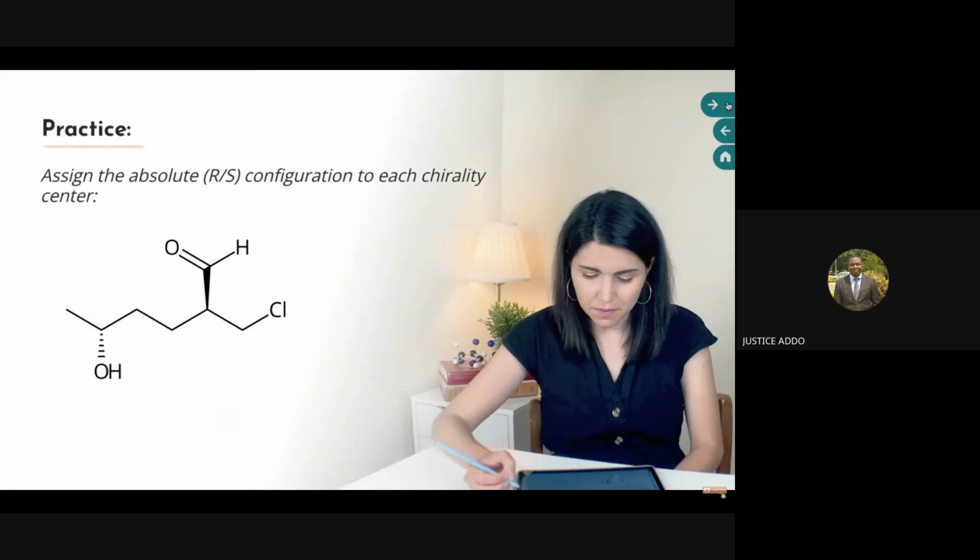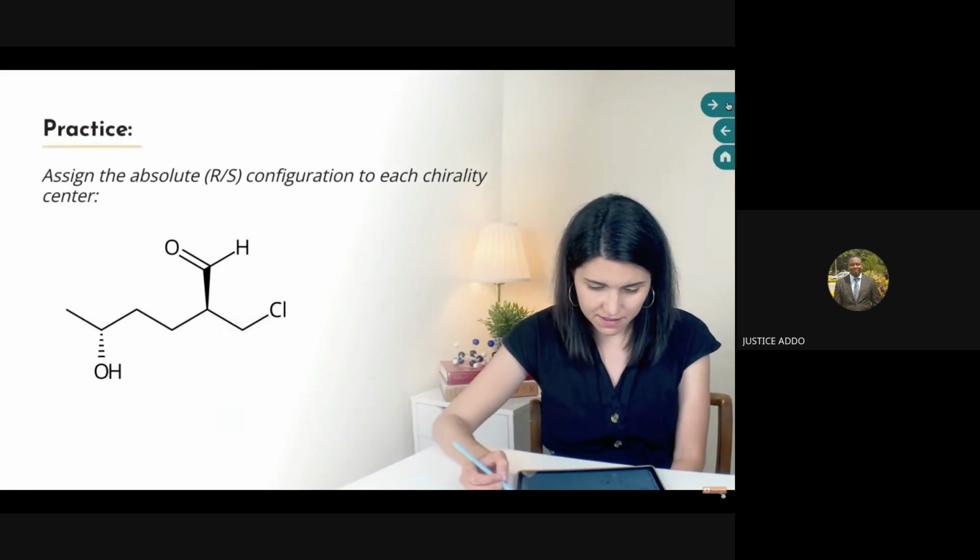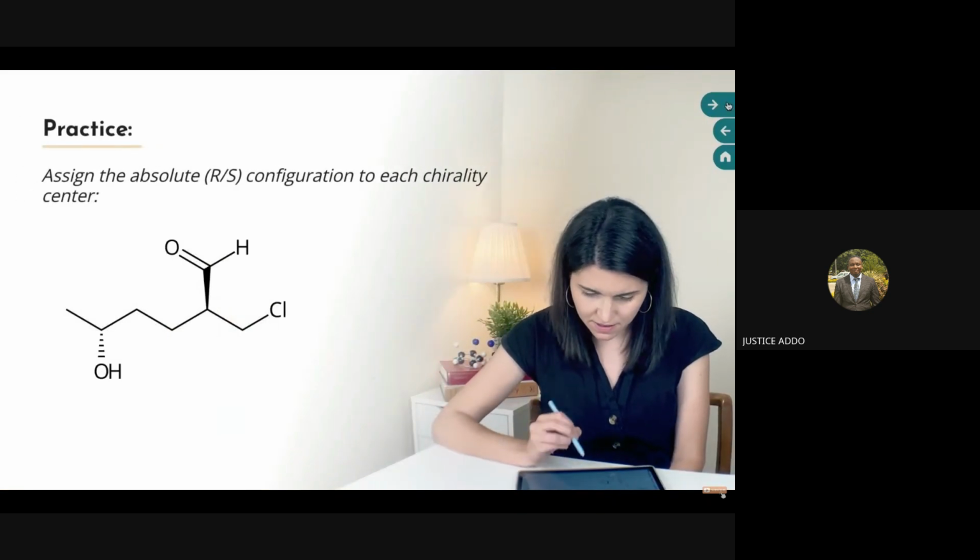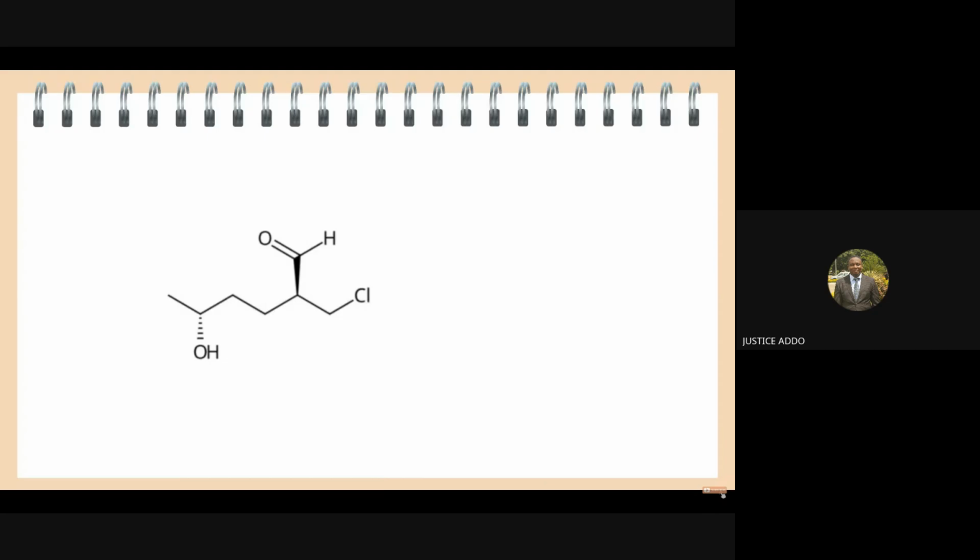Okay, here's practice problem number 2. We're going to assign R and S to each chirality center in this molecule. This molecule also has 2 chirality centers, here and here. Both of those chirality centers have an implicit hydrogen, so let's draw those in. On this one, that hydrogen is on a wedge, so it's pointing out towards us, and on the other one on a dash, so that means it's pointing away from us.